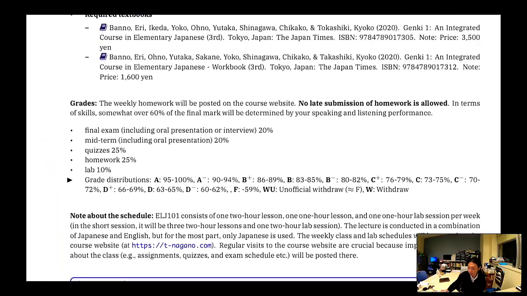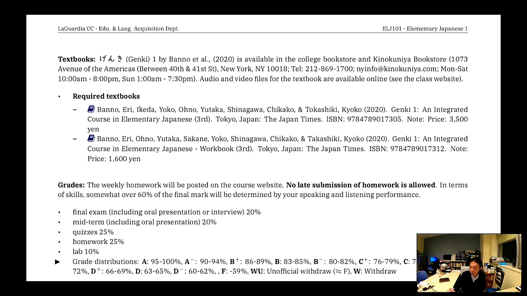On the next page, there is information about the textbook. We use a textbook called Genki. Genki has 3 different editions, and the latest edition was issued in 2020, the 3rd edition. Many bookstores still sell old editions, especially if they deal with used books. Most of the used books are actually 2nd edition. It doesn't really matter if you use the 2nd or 3rd edition. There are some differences, but not many.